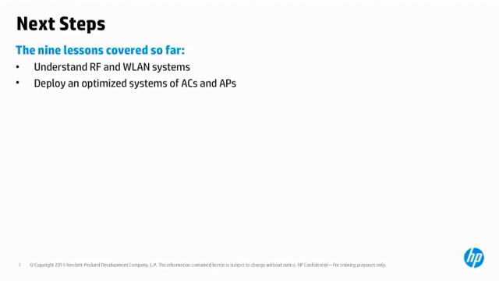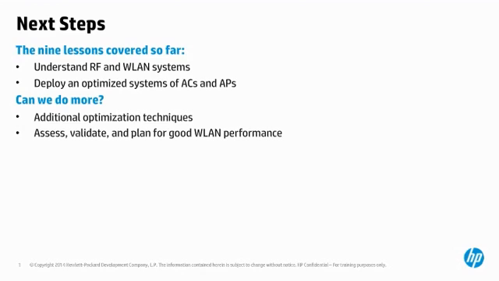Okay, with all you've learned in these first 9 lessons, you should have an optimized system of controllers and APs, providing good coverage and optimal client connectivity. But how do we validate this? In Session 10, you will learn about specific techniques that can be used to further enhance WLAN performance. You will also learn about various tools that are available to help you assess the current state of your WLAN systems.